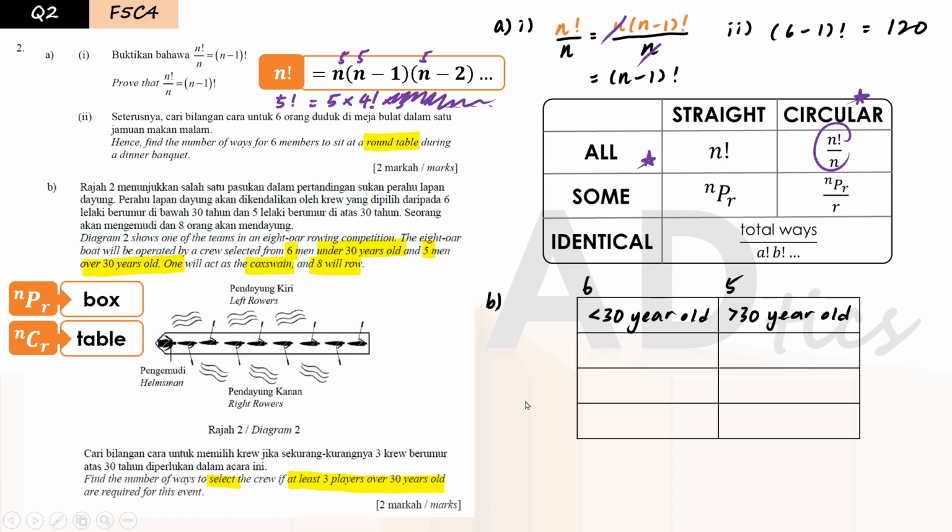And for the left side of the table, let us put the maximum number of people that we can choose from. Alright, so recall back, we only need 1 person as the coxswain and 8 rowers. Right? So 1 plus 8, 9.